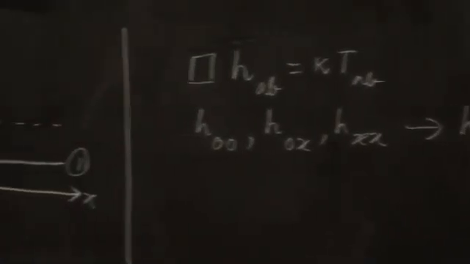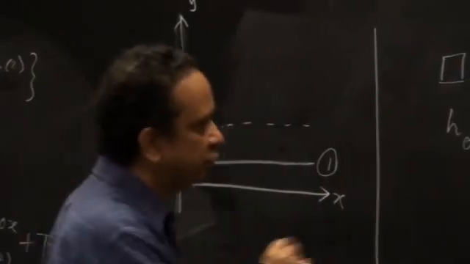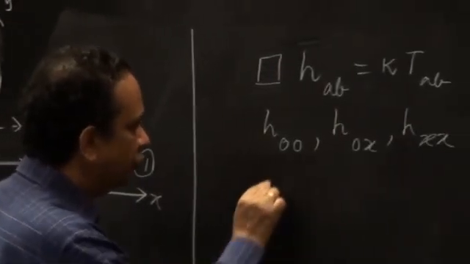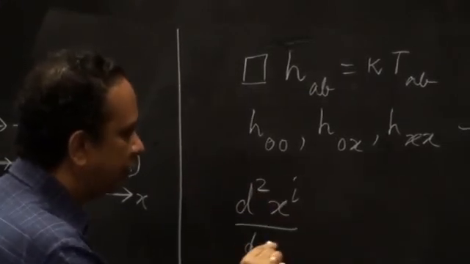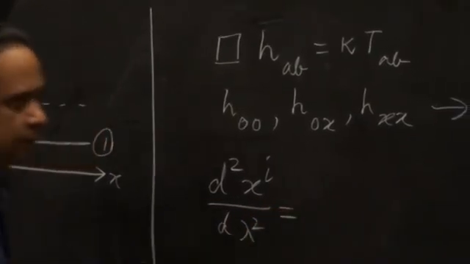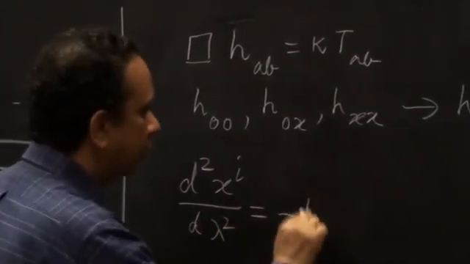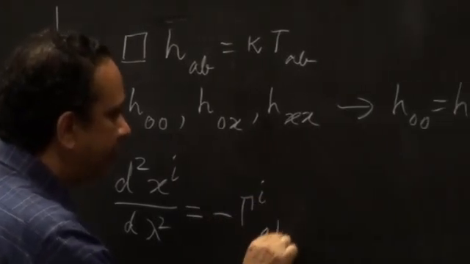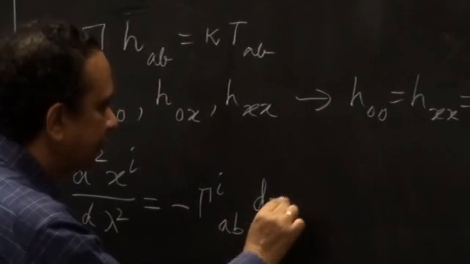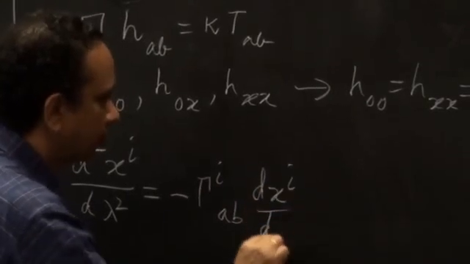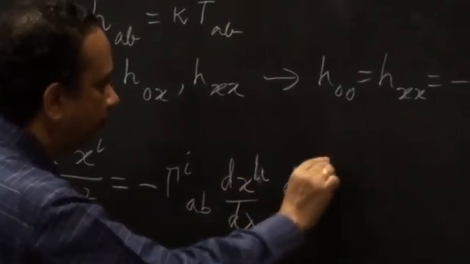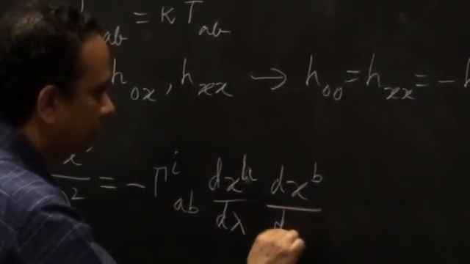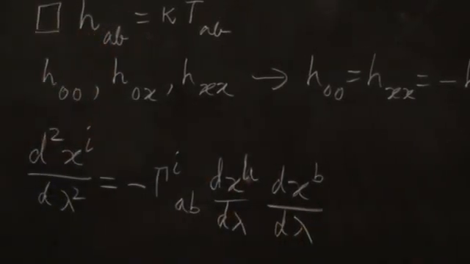So how does the second beam react to this? I have to write down the geodesic equation for the second beam. So that will be d squared x^i by d lambda squared, with some affine parameter, equals minus Gamma^i_AB dx^A by d lambda dx^B by d lambda, which gives you the trajectory of the second beam of light in the space which is curved by that.